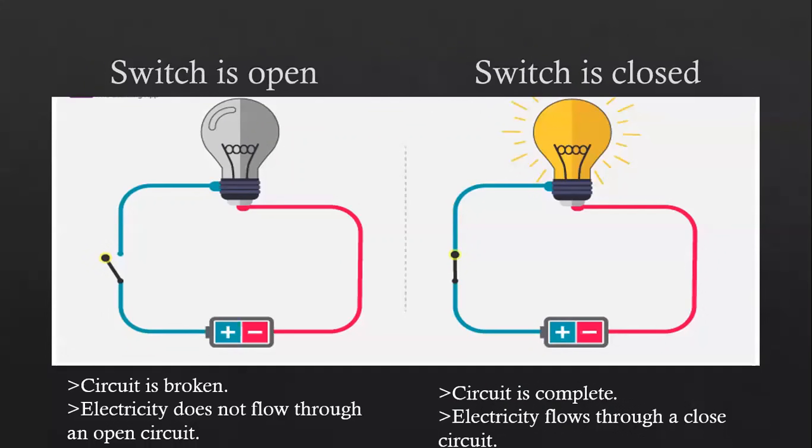So I would like to summarize my lesson. This is what we learned throughout. When the switch is open, the circuit is broken. So electricity does not flow through an open circuit. When the switch is closed, that means it makes a complete circuit. So electricity will flow through it and the bulb will glow.